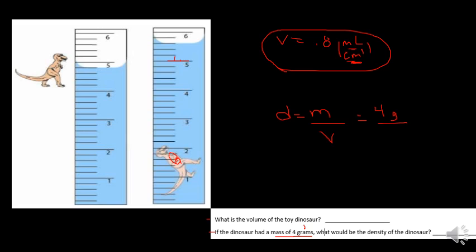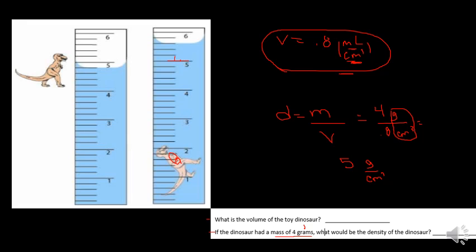And the volume we figured out earlier up here, that's 0.8. And I'm going to put centimeters cubed, just because we are measuring a solid object. And then you just do the math. 4 divided by 0.8 equals 5. And then you keep your units over here. You've got grams over top of cubic centimeters. That's going to be the unit for density. Grams over top of centimeters cubed.